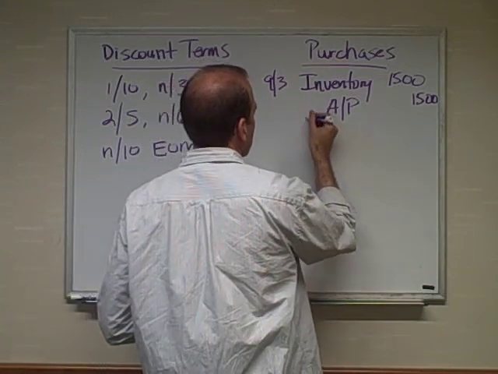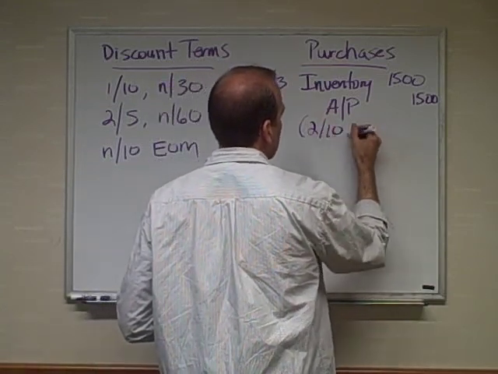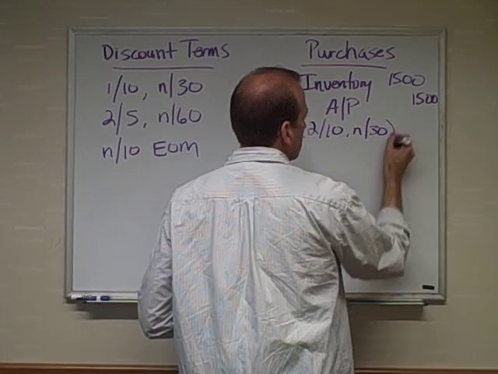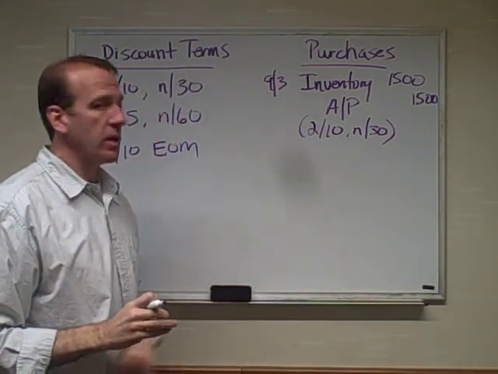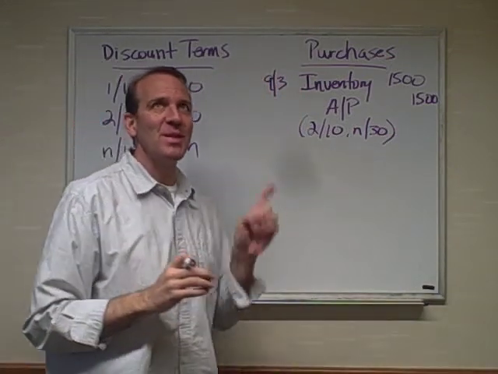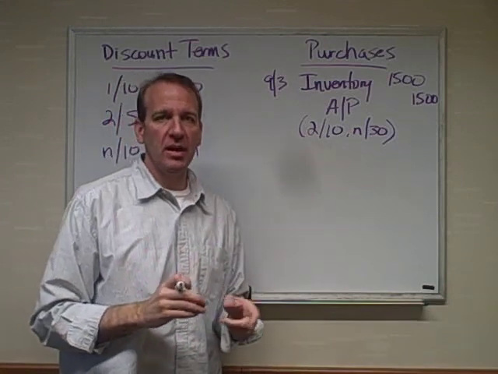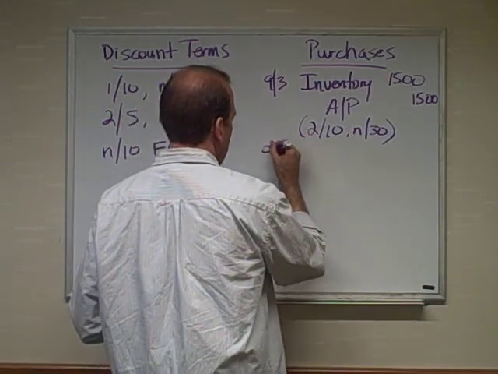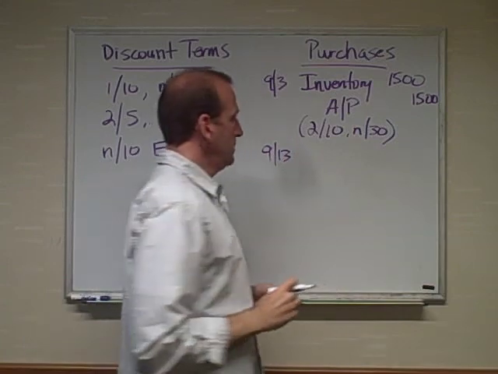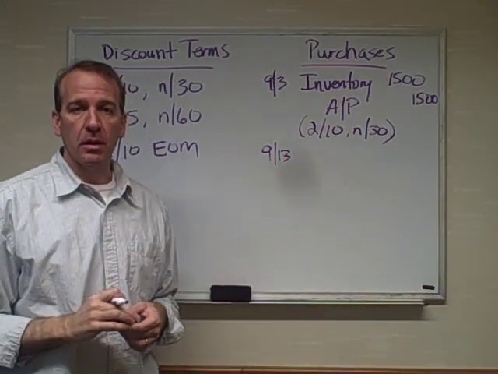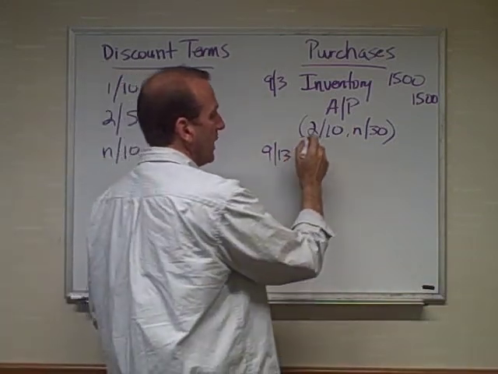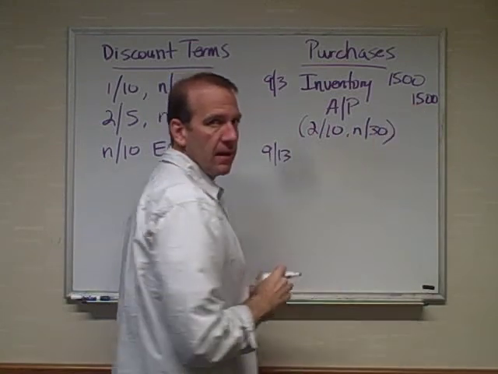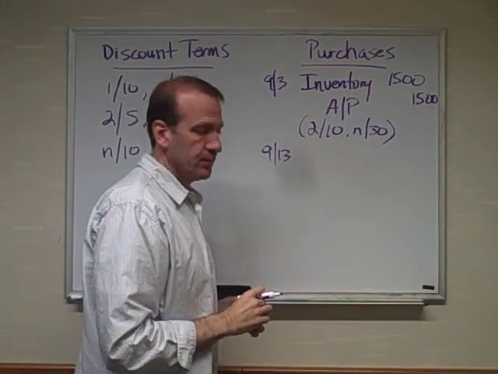Now, let's say the terms for this were 2/10 net/30. So it says that if we pay within 10 days, we get a 2% discount. So let's say 10 days later, we make our payment. So we're going to get a 2% discount. 2% of 1,500 is $30, okay?